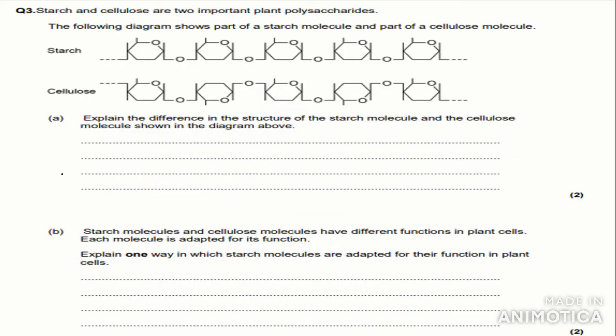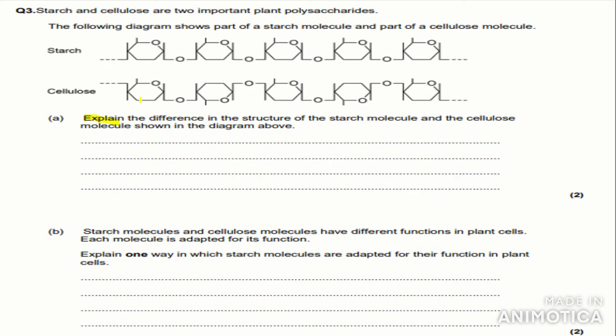Now I think this is the last one we're going to go through. Starch and cellulose are 2 important polysaccharides. The following diagram shows part of a starch molecule and part of a cellulose molecule. So this is starch, this is cellulose. Explain the difference in the structure of the starch molecule and the cellulose molecule shown in the diagram above.